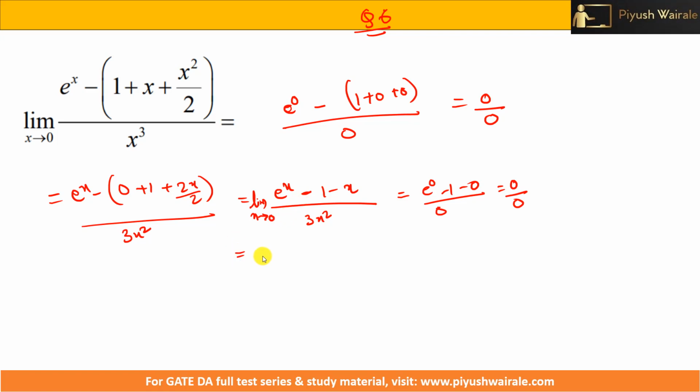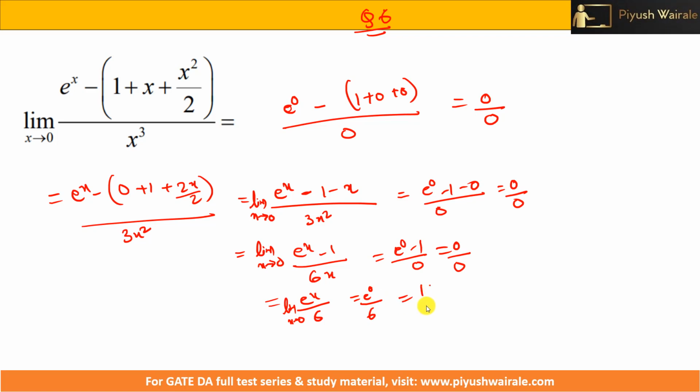Differentiate again. What are we getting? The limit x tends to 0 of e to the power x minus 1, and here 6x, right? So again, if I put 0, e to the power 0 minus 1 upon 0, that is 0 by 0 form. Again, take the derivative. What you are getting? e to the power x, and here 6, with limit x tends to 0. So if I put e to the power 0 divided by 6, that is 1 by 6 is the answer.